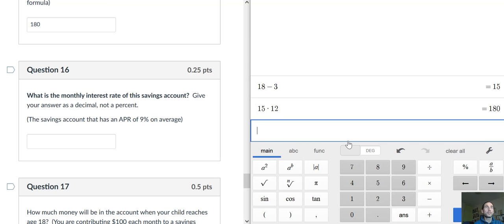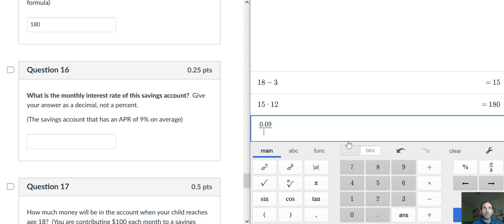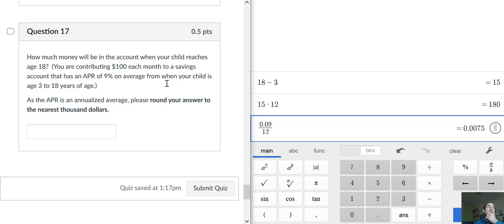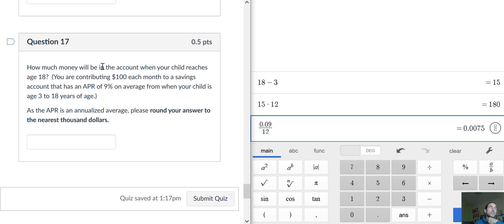And what would the monthly interest rate be? Well, what you do is you turn 9% into a decimal, 0.09, and then you divide that by 12. 0.09 over 12 is 0.0075. By the way, I'm using the Desmos scientific calculator that I've shown you.